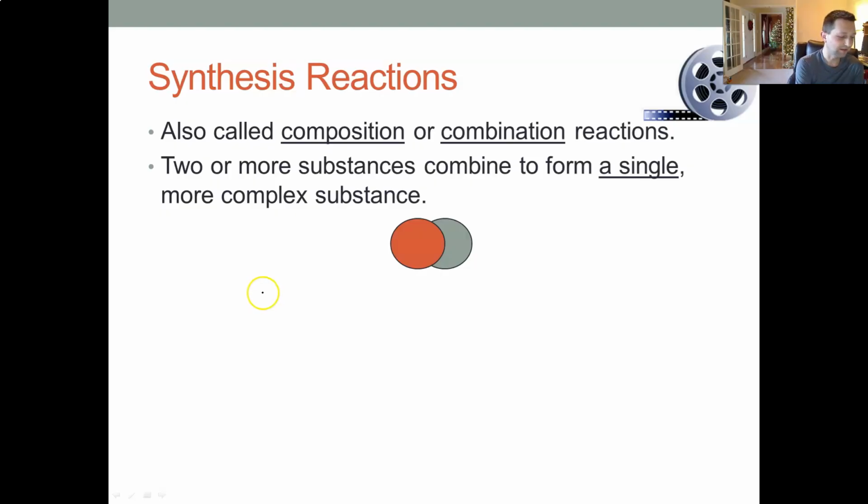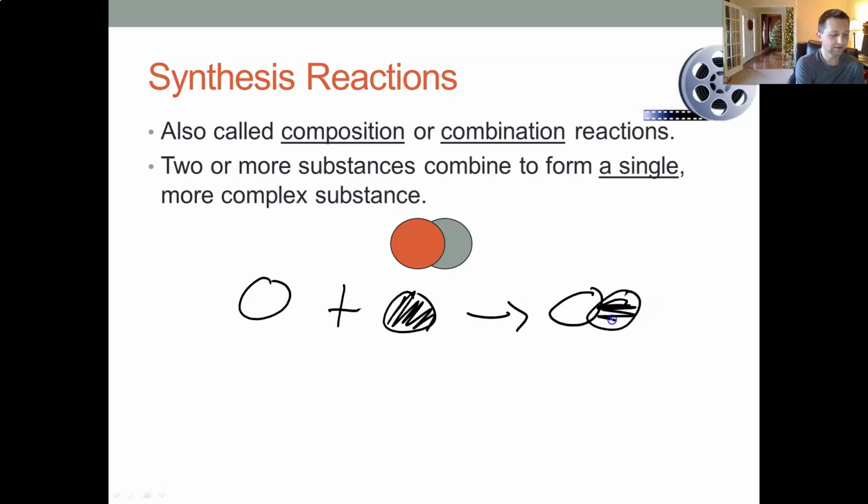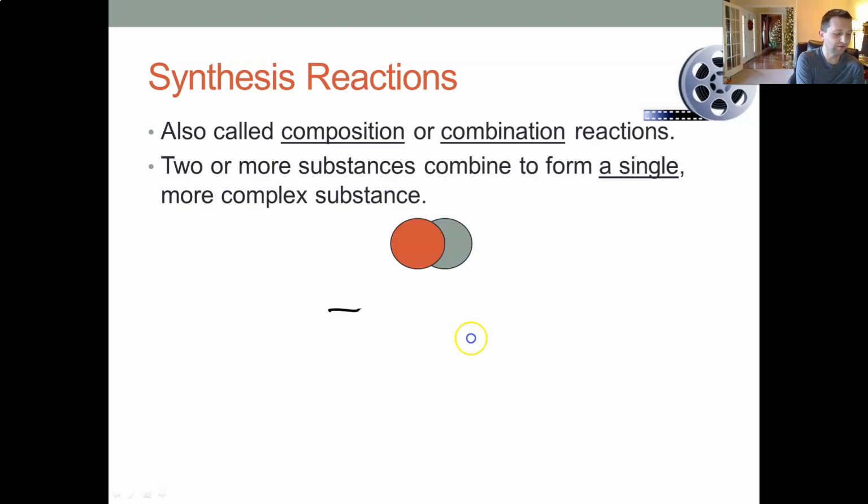So that's what should be after the yield sign on your note sheet. So you basically have something like this. You have this plus this yields this. Okay, so yours will hopefully be a little bit neater than that, but it gives you a visual of what is going on here. Okay, so that takes care of the visual for a synthesis reaction.